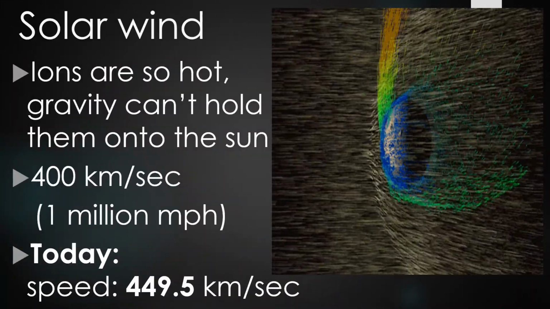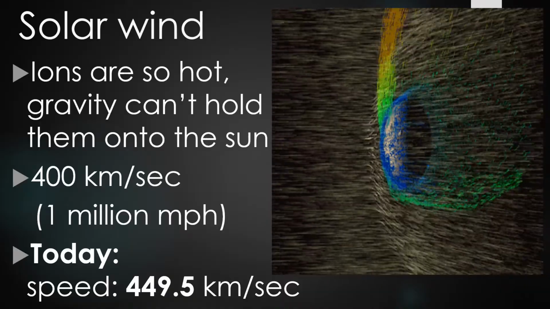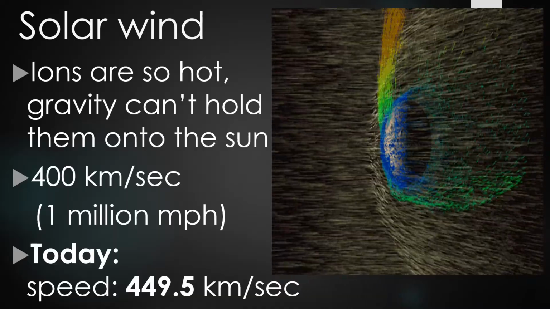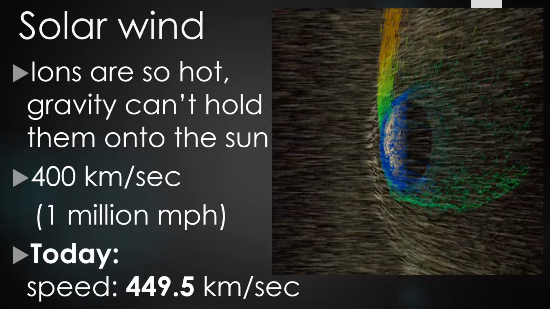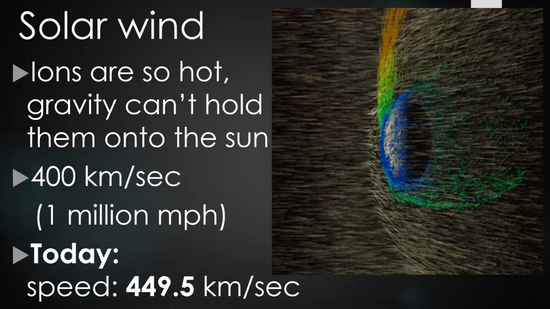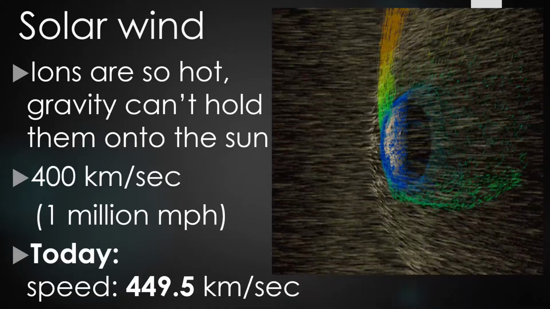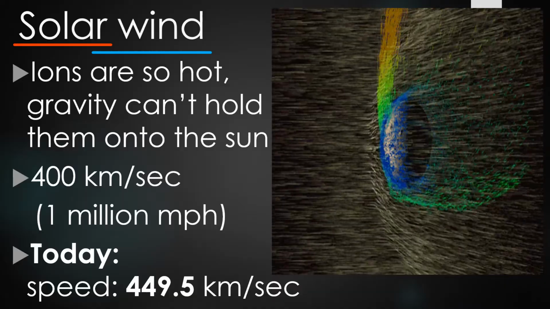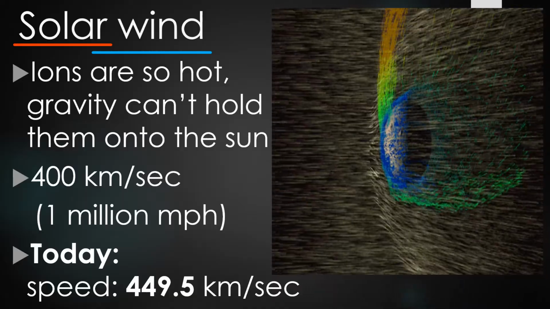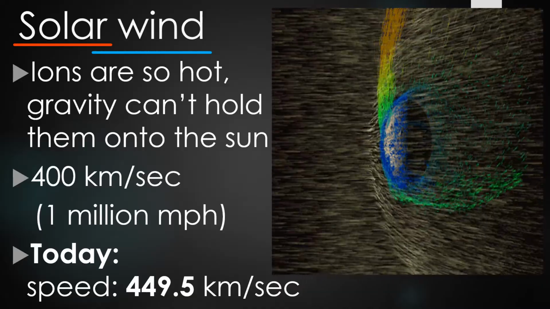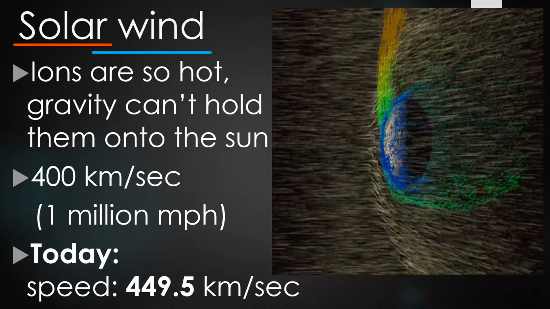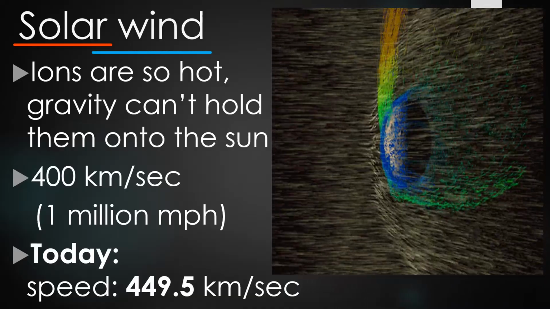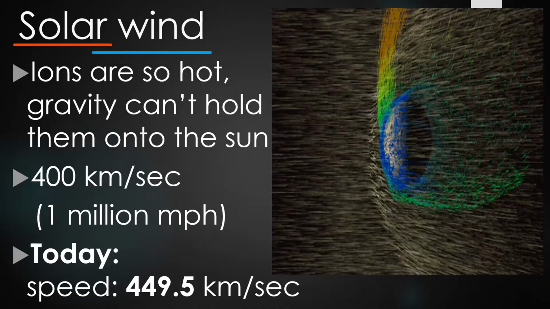The last amazing picture of the sun is the solar wind. The solar wind is a stream of energized charged particles, primarily electrons and protons, flowing outward from the sun through the solar system at a speed as high as 900 kilometers per second and at a temperature of 1 million degrees Celsius. So solar wind is made up of plasma. Today, the speed is 449.5 kilometers per second.